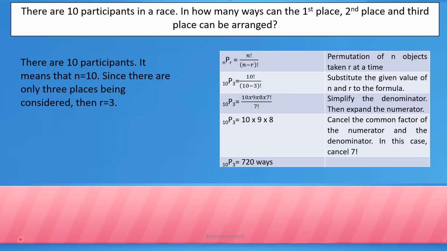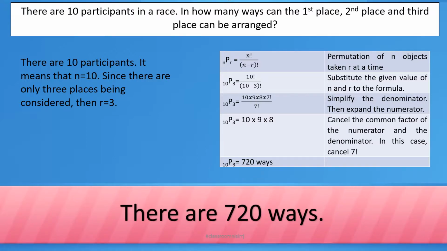As you can see here, there are common factors: 7 factorial in the numerator and 7 factorial in the denominator. Since there are common factors, we can now cancel them. In this case, you will have an answer of 10 times 9 times 8, which is equal to 720 ways. Therefore, the answer in the given problem is 720 ways.